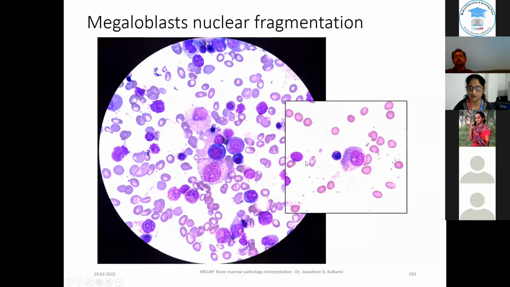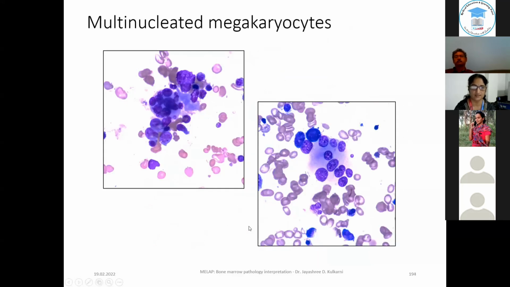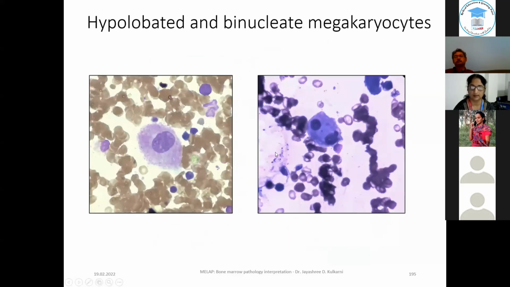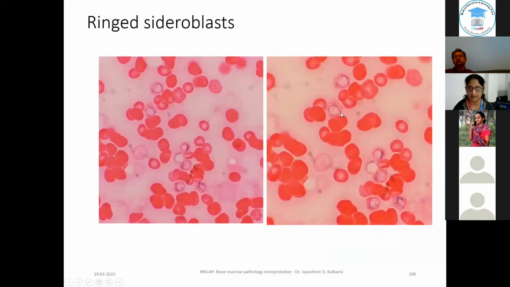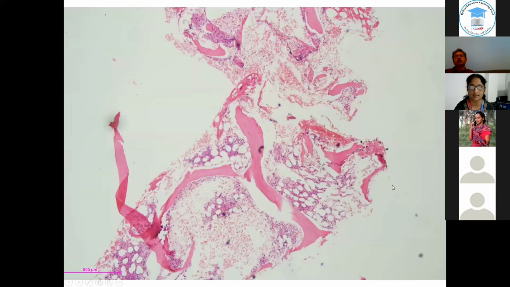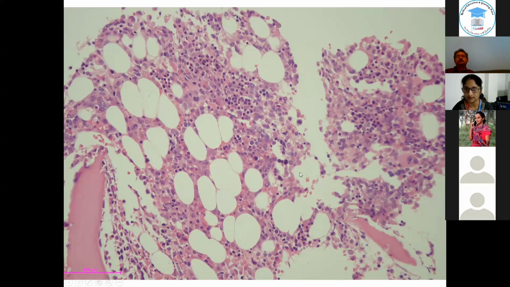So a megaloblastic picture. See this, so much nuclear fragmentation, a binucleate normoblast, a lot of dysplasia. Coming to the megakaryocytes: multinucleation, hypolobated megakaryocytes, binucleate megakaryocytes. Perls stain showing ring sideroblasts. A bone marrow biopsy, not very hypercellular, a lot of blood, probably traumatic damage there. But here you can see clusters of immature cells, definitely.